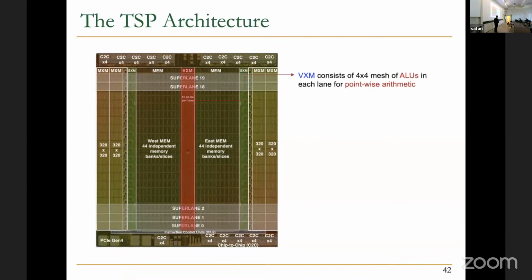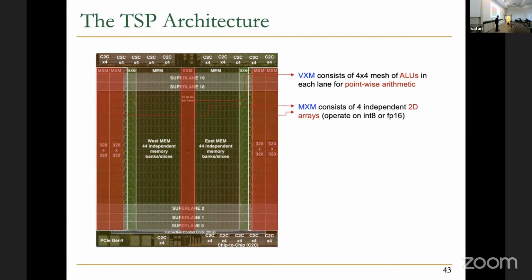Then we have a VXM module, which stands for vector times matrix. This consists of a mesh of ALUs, and each can do pointwise arithmetic in these different lanes. We also have matrix times matrix units. These consist of independent 2D arrays, and they can do matrix operations on int8 or floating point 16.